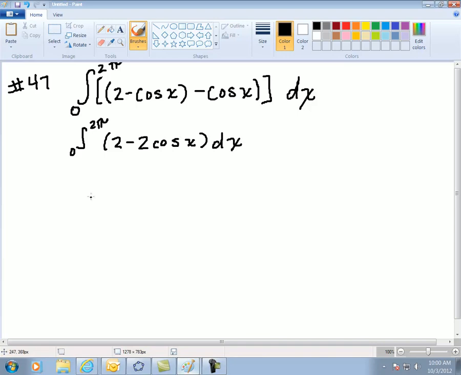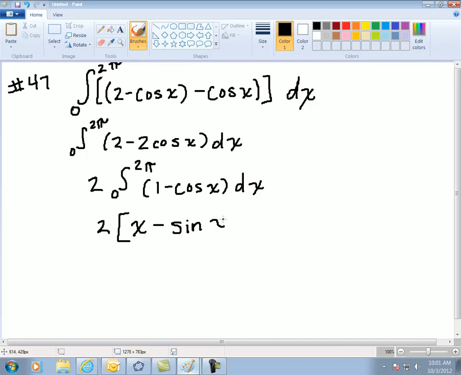Notice that I can factor out a 2, and I can also pull that out front. So this is going to be 1 minus cosine x dx. And now I'm ready to integrate. I've still got my 2 out there, but this is going to be the integral of 1 is just x, and the integral of cosine is just sine, so this is going to be minus the sine x.